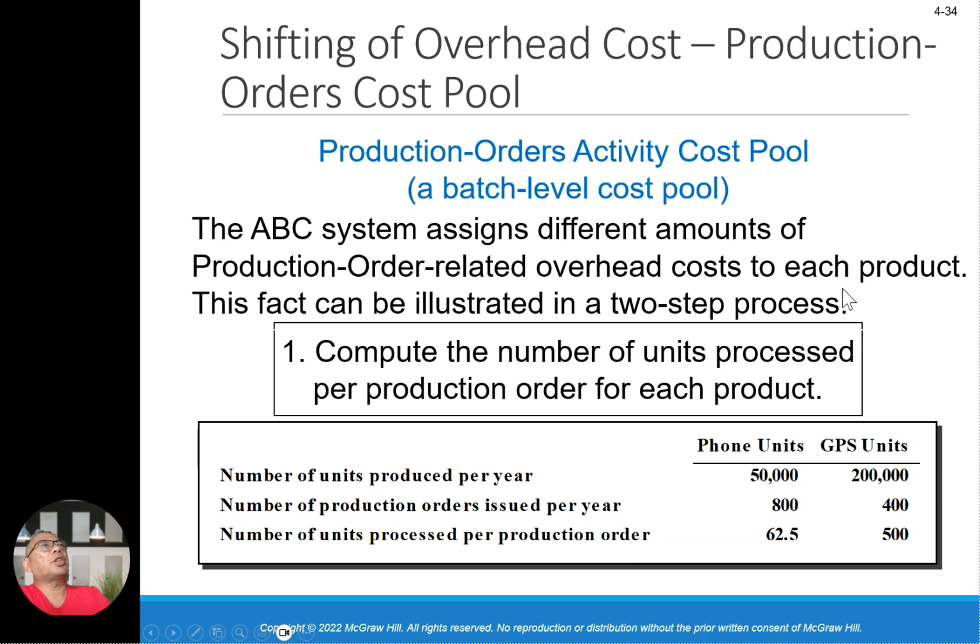For the production order activity cost pool, a batch level cost, the ABC system assigns different amounts of production order related overhead costs to each product. This can be done in two steps. Compute the number of units processed per production order for each product, phone unit and GPS unit. GPS is the highest, high volume. Phone is 50,000 units and GPS 200,000. Number of production orders per year is 800 for the phone and 400 for the GPS. Number of units processed per order is 62.5 for the phone and 500 for the GPS. GPS is the higher one.